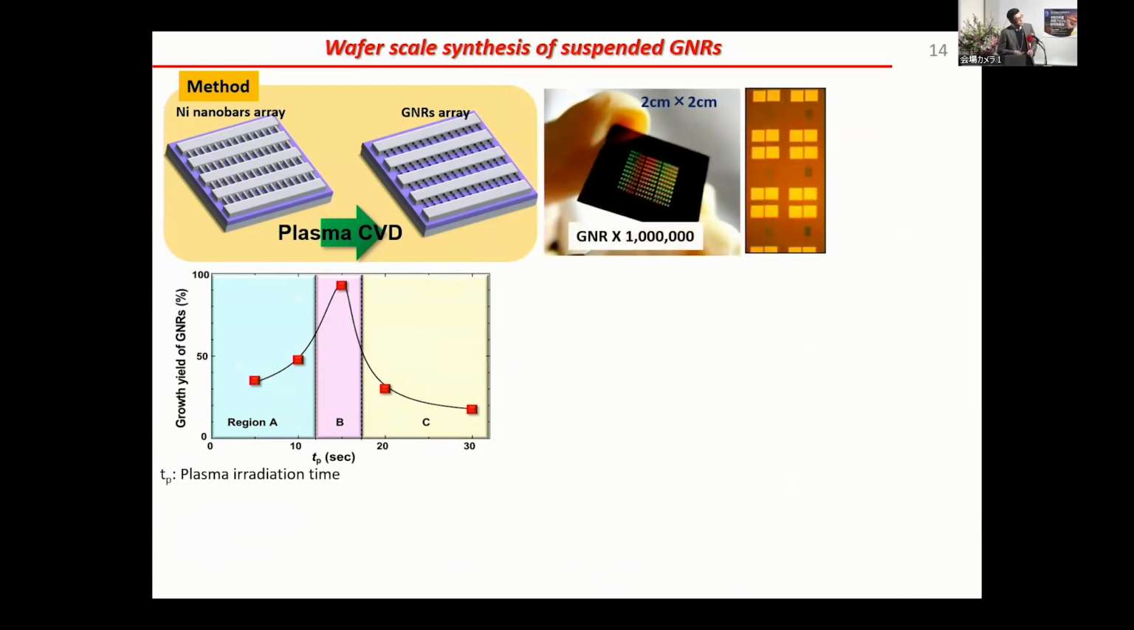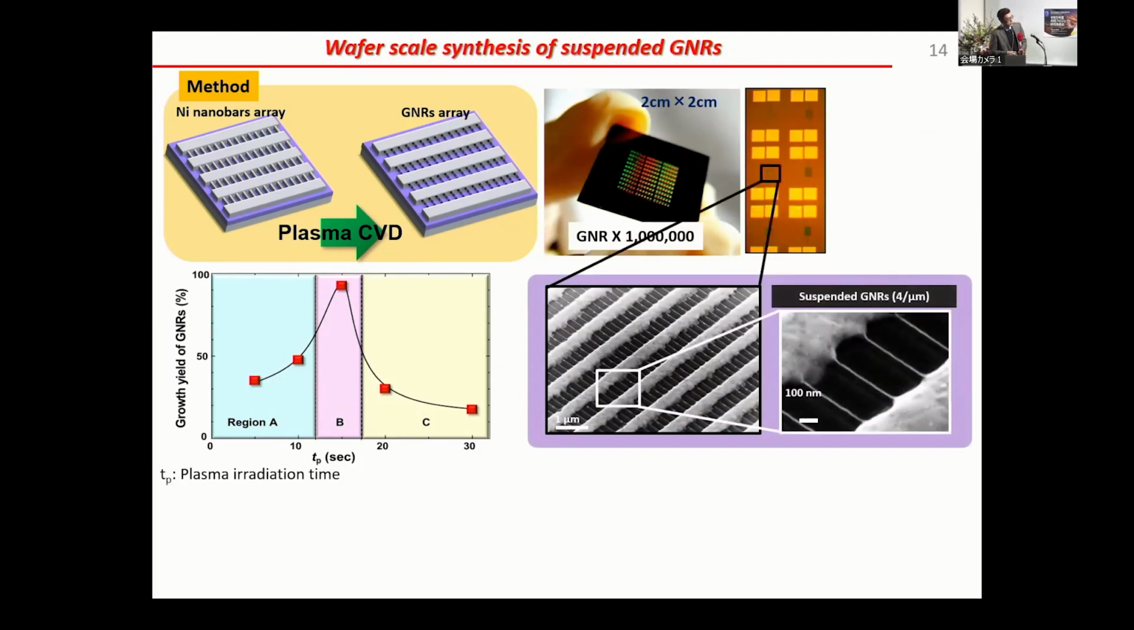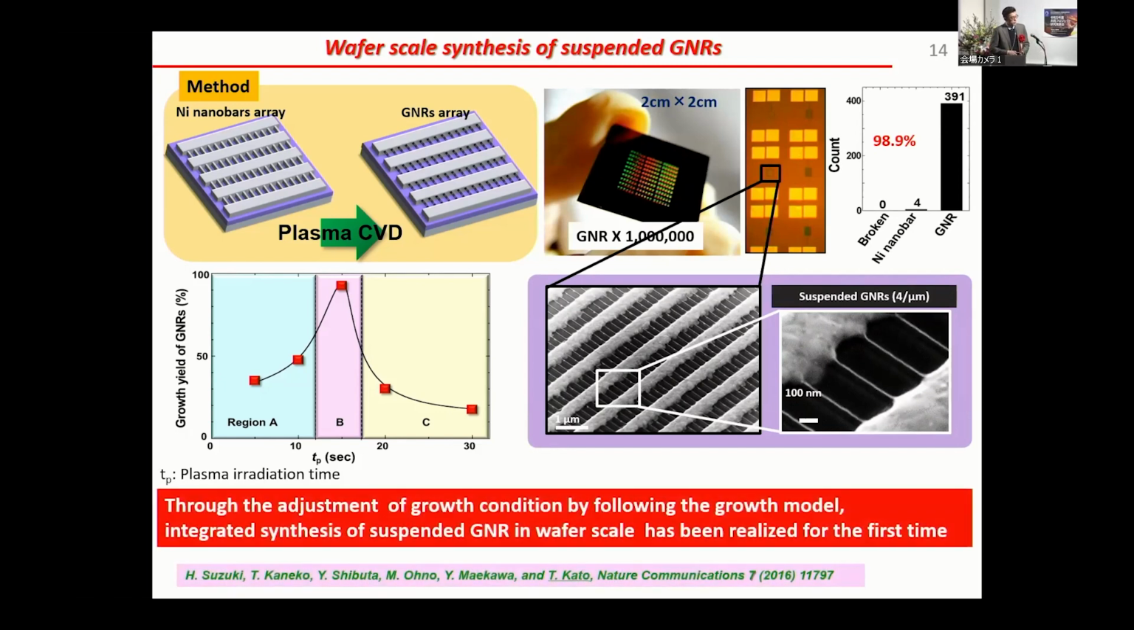Under the best conditions, here is a typical 2 by 2 centimeter image, and more than 1 million suspended graphene nanoribbons can be fabricated, with more than 98% successful yield. So this is a first result about wafer scale integration of suspended graphene nanoribbons. So we think this is definitely practical and scalable compared with other transfer-based methods. So we're going to try to use this unique method for quantum dot applications.